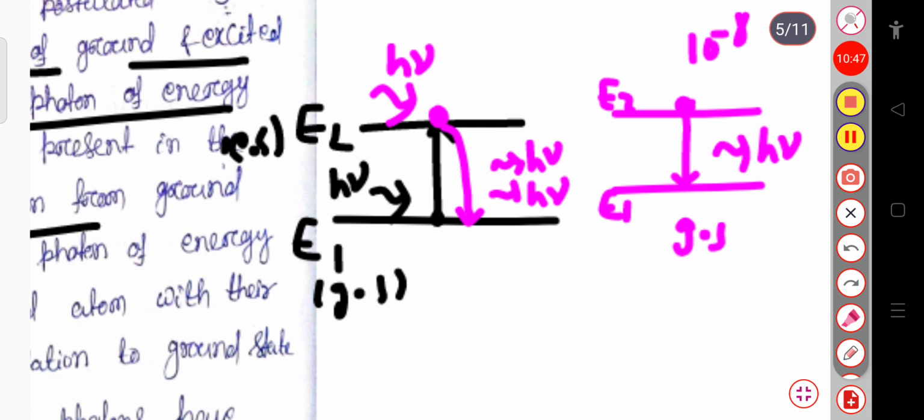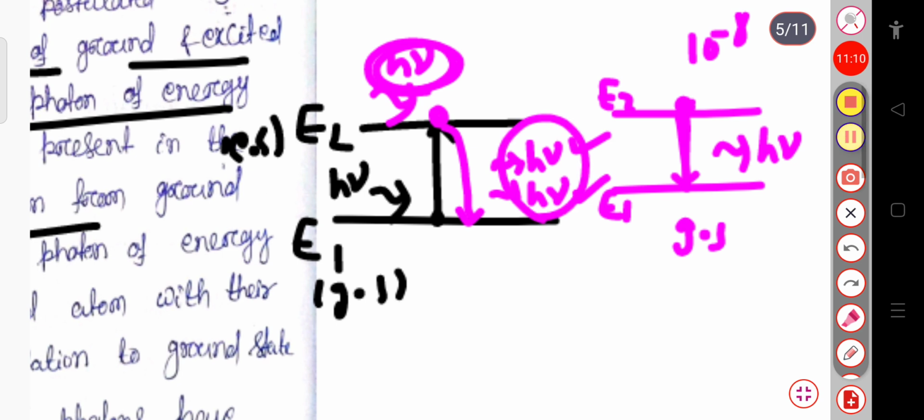But since here we are giving the additional amount of energy, h nu, we get two energies: one from the spontaneous emission, and the additional energy h nu that we have given is also radiated. So this phenomenon is called stimulated emission.